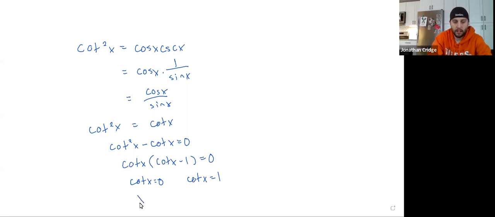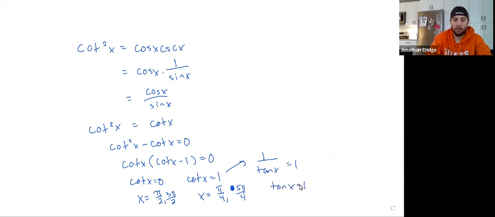So I'm looking for angles that have a cotangent value of 0. That's going to be wherever tangent is undefined. So that's pi over 2 and 3 pi over 2. And then cotangent of x equals 1. That's first quadrant and third quadrant, so pi over 4 and 5 pi over 4. Okay, if you want the long way of doing this, that'd be 1 over tangent equals 1. So tangent of x equals 1. So same idea. We're looking for angles that have a tangent value of 1.